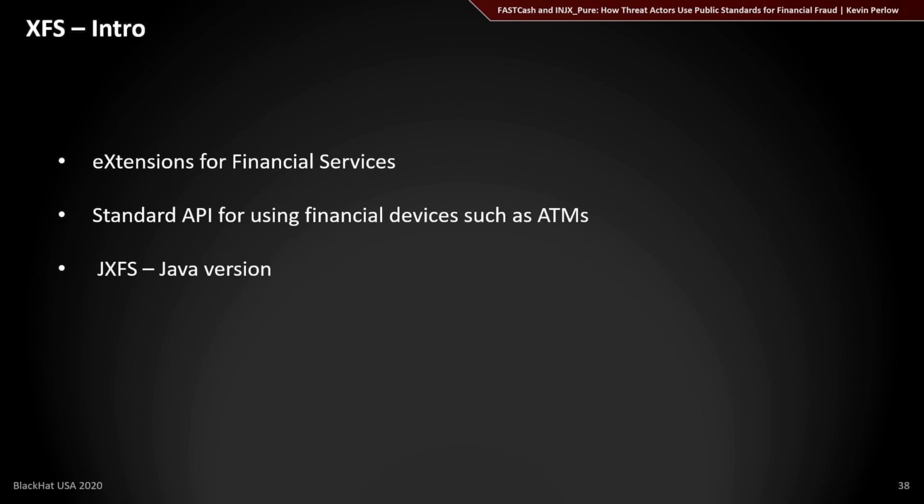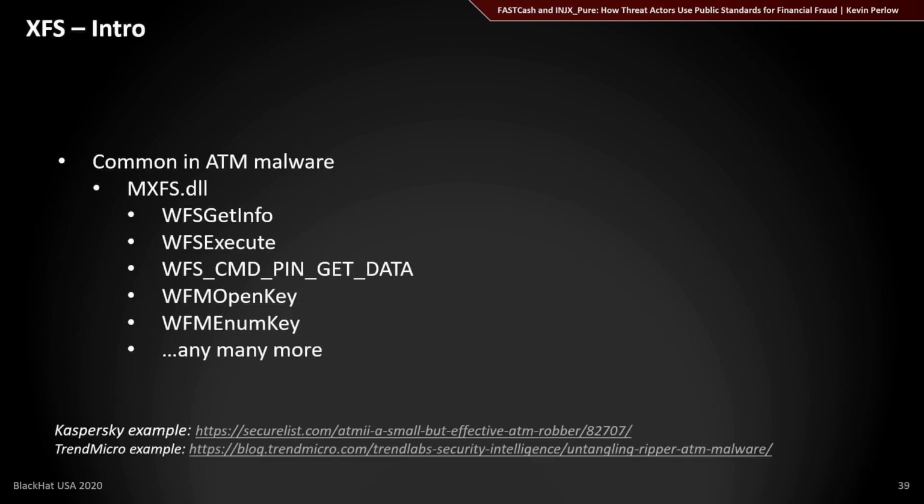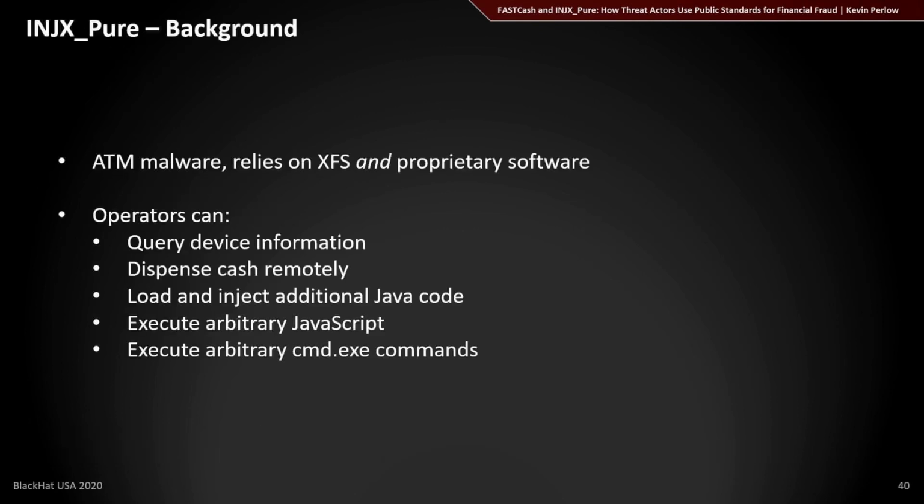And we're actually going to be looking at one called JXFS, which is Java Extensions for Financial Services. Now, we're going to be looking at this in the context of a specific family, but if you're interested more in traditional XFS malware, there are some links that I have here, and there are a couple of common API calls. None of these actually appear in this particular family, but they are ones that you'll see fairly often within other ATM malware that's out there. But we're interested in this malware family called INJX Pure.